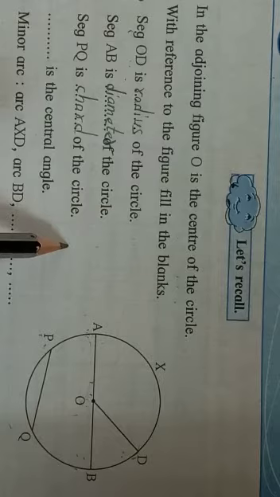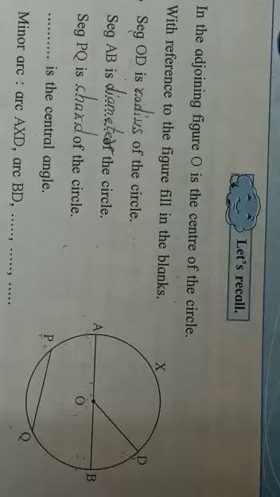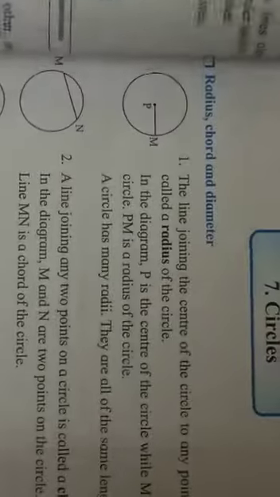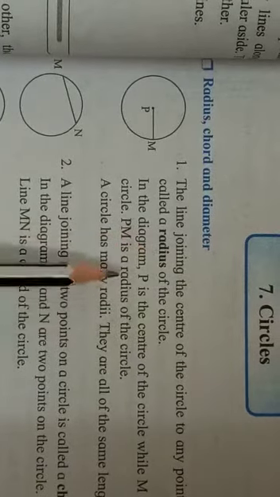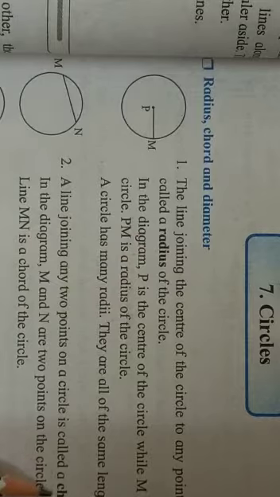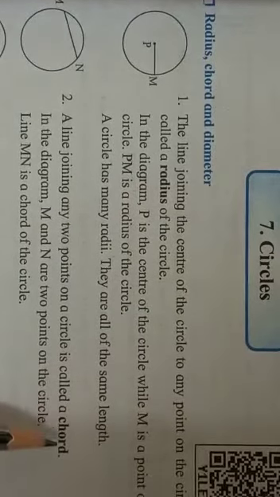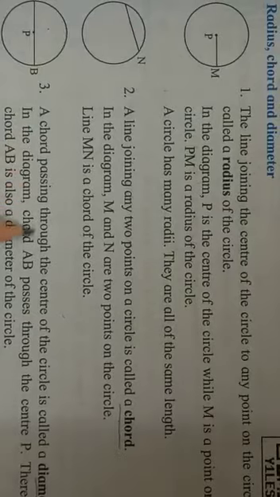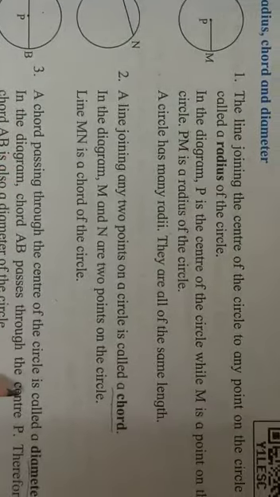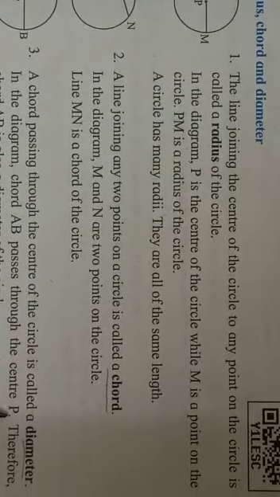So these three concepts you have already studied in 5th standard. I'll just show it to you. Your 5th standard book, circle topic. You have already studied radius. Then here you have studied chord. Then you have studied diameter. See how a chord passing through the center of the circle is called a diameter.